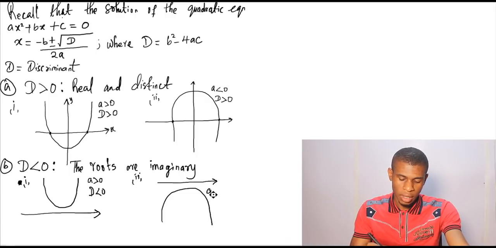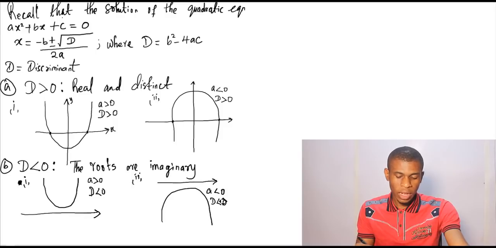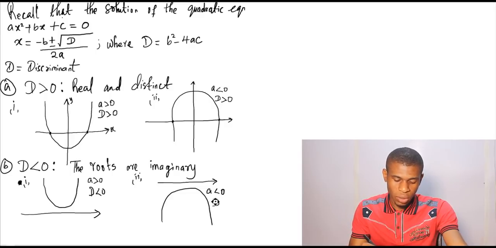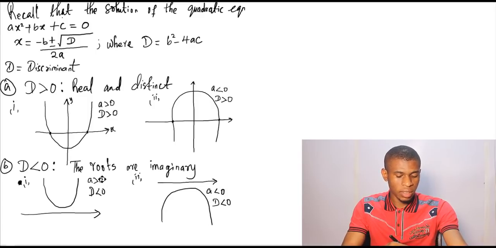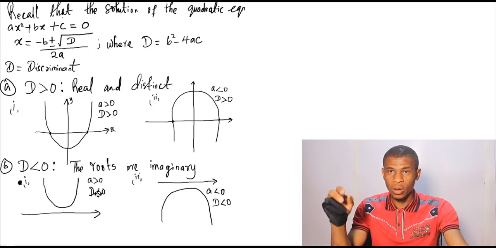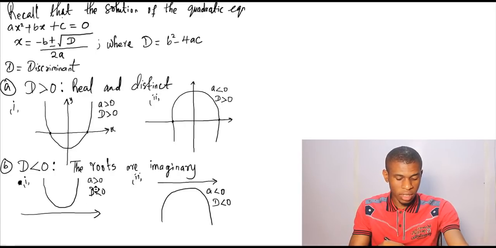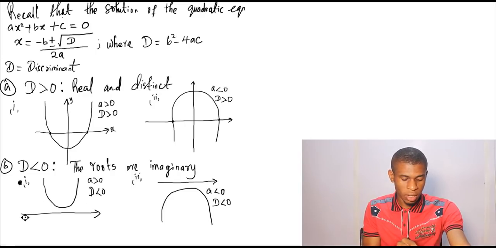You can see here we know that A is less than 0, but D is still greater than 0. Now, A is less than 0 and also D is less than 0. In this case, A is greater than 0, you have a U curve, but yet D is less than 0 because the curve doesn't cut the x-axis at any point.